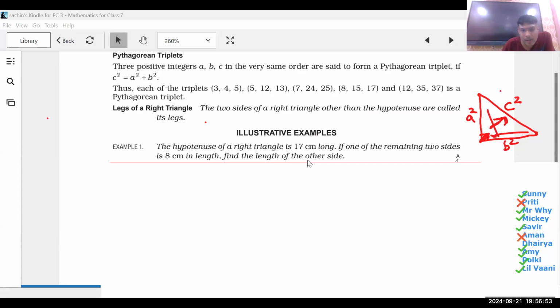Lilwani, how many marks you got in maths? Sir, we haven't been given the marks yet.